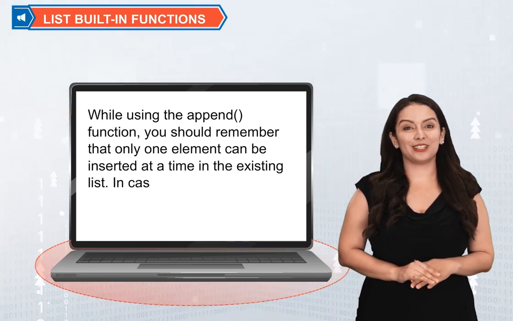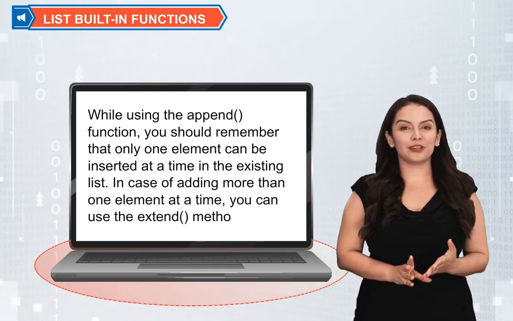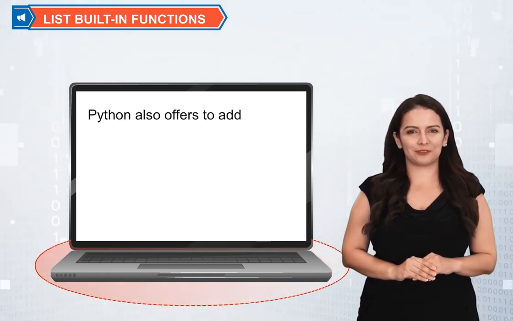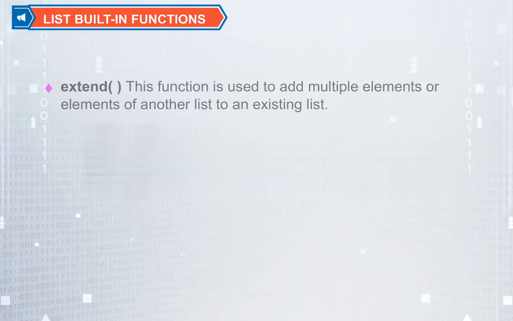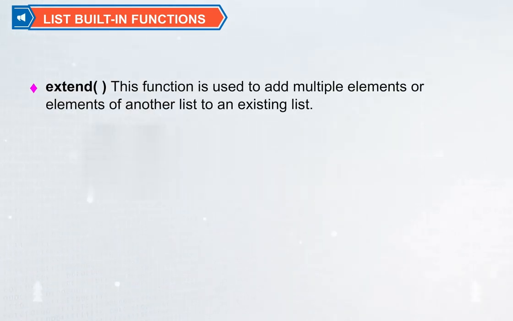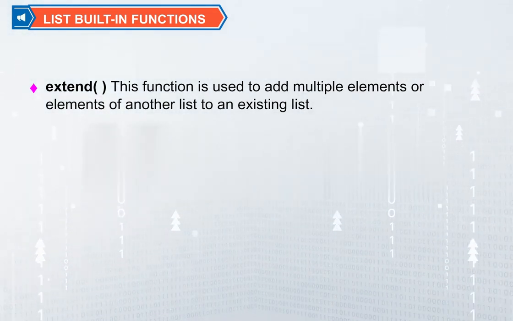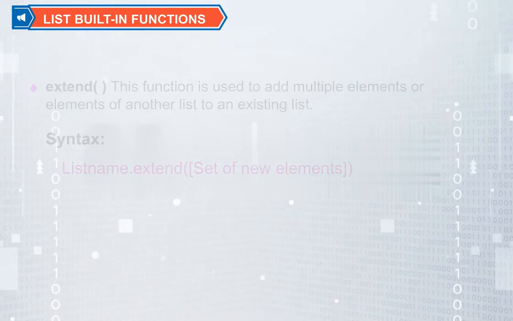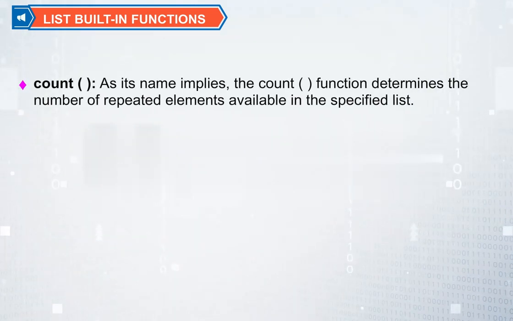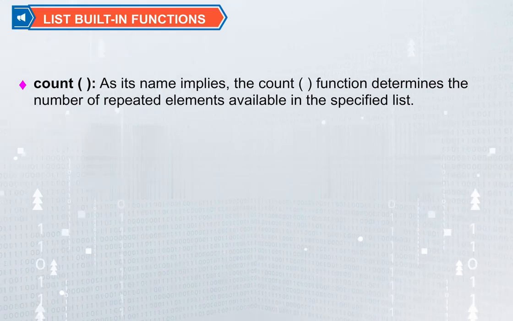While using the append function, you should remember that only one element can be inserted at a time in the existing list. In case of adding more than one element at a time, you can use the extend method. Python also offers to add elements of one list to another list using the extend function. Extend. This function is used to add multiple elements or elements of another list to an existing list. Syntax: list_name.extend(set of new elements). Program. Output.